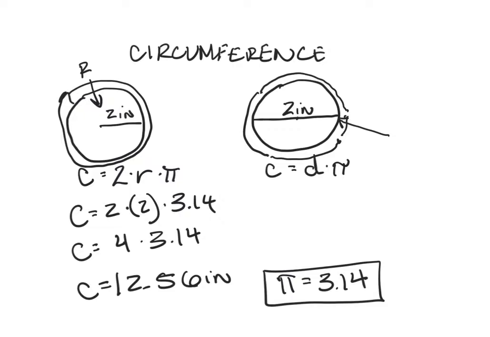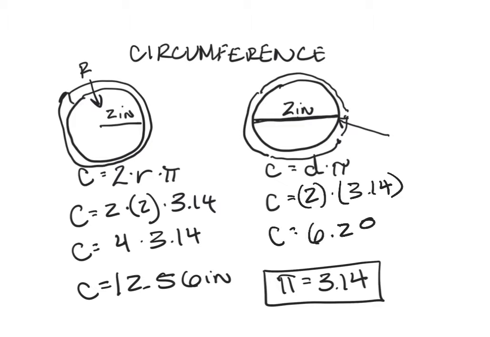Diameter, a little bit easier. We come over here, and if we have the diameter that's 2 inches, we're just going to go circumference is diameter 2 times pi, which is 3.14. So then circumference just becomes 2 times 3.14 on my calculator equals 6.28 inches.